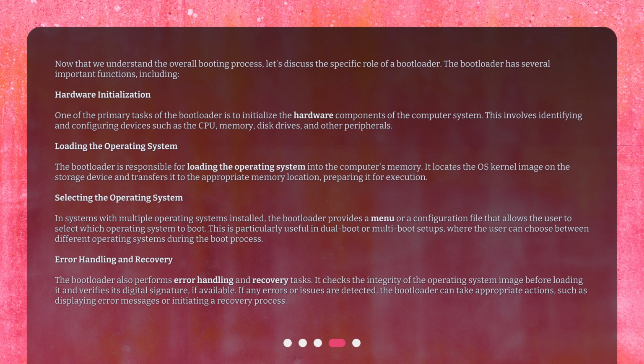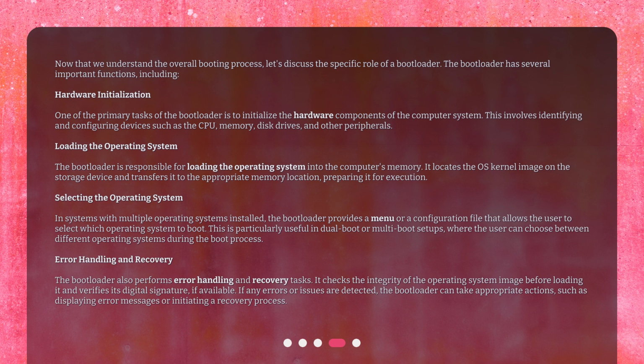Selecting the operating system. In systems with multiple operating systems installed, the bootloader provides a menu or a configuration file that allows the user to select which operating system to boot. This is particularly useful in dual boot or multi-boot setups, where the user can choose between different operating systems during the boot process.